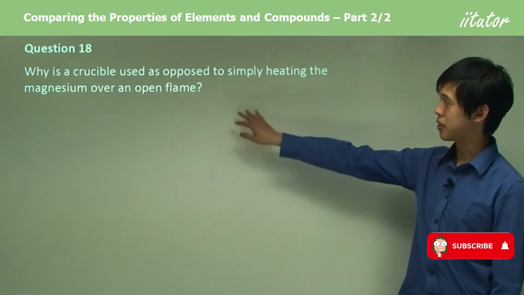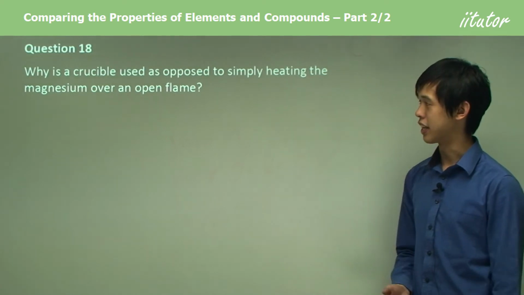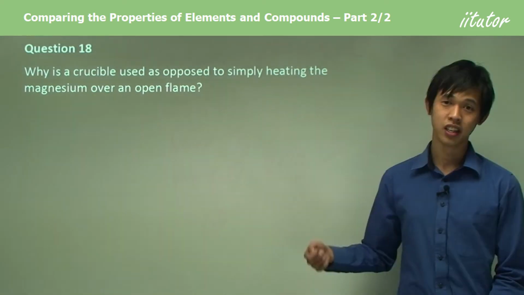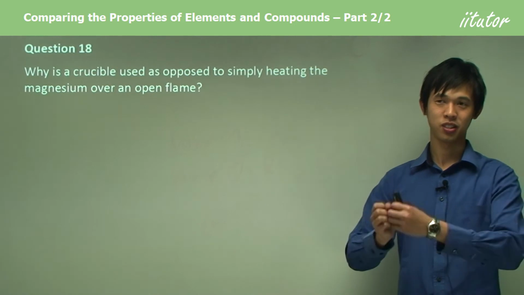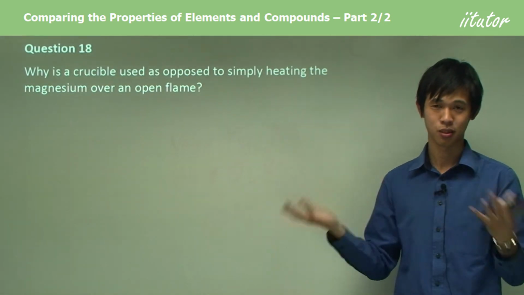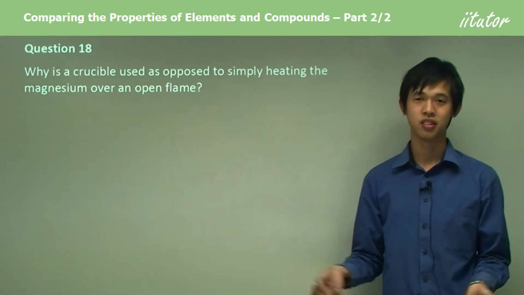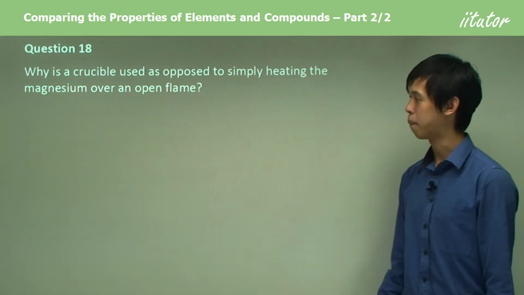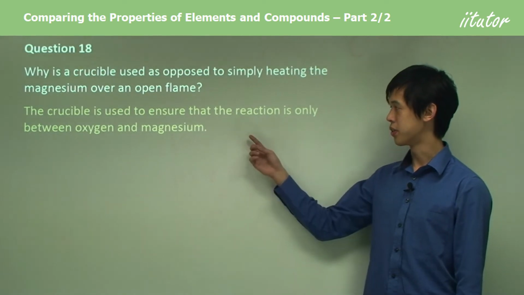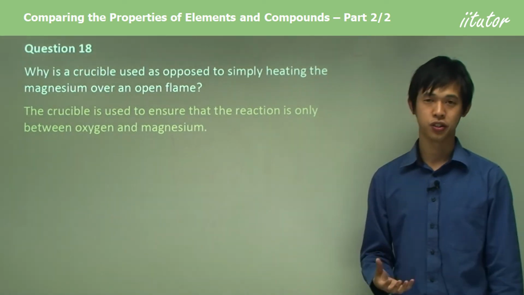So why is a crucible used as opposed to just simply heating the magnesium over an open flame? You put some magnesium in a Bunsen burner and you watched it brightly glow and then it disappeared. So why don't we just do that instead of using this silly crucible thing which doesn't show us the bright lights and things like that? Well, the crucible is used to ensure that the reaction is only between oxygen and magnesium.